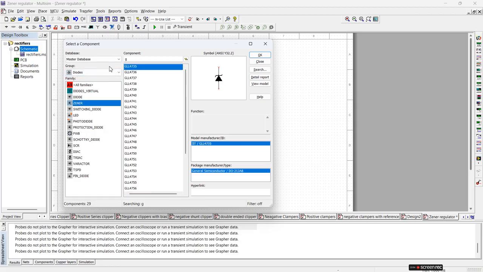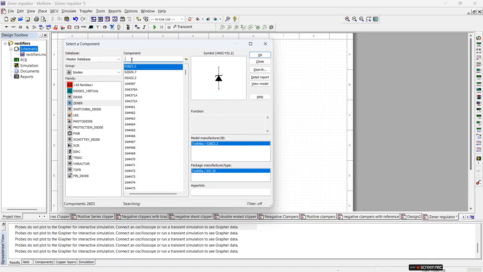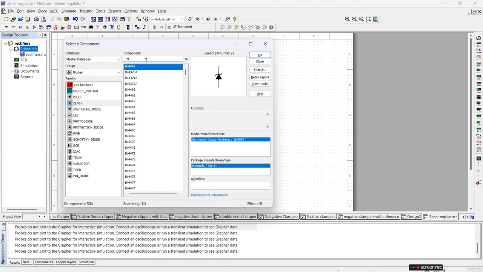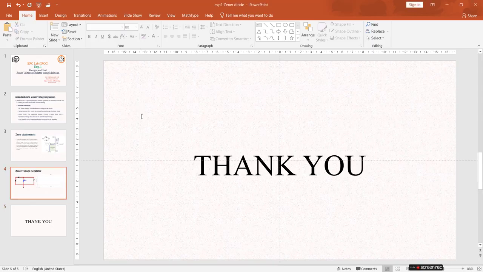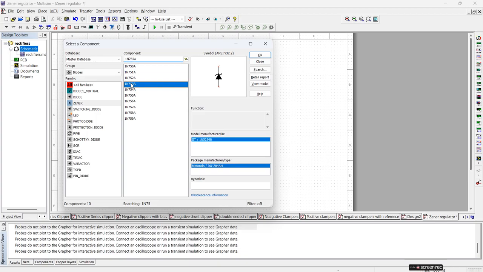Here you type 1N, sorry, 1N B4. Okay, I go for this circuit. 1N75, yes, 75. All these are various Zener diodes with the operating voltage 753A. I have selected this, 753A.